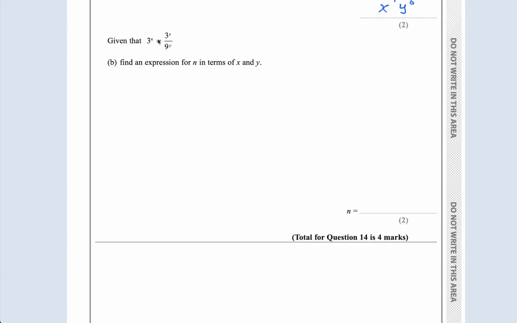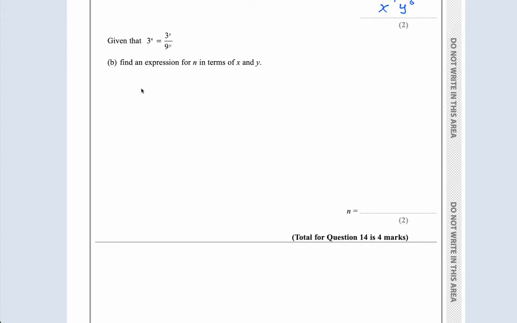Part B. Given this equation, find an expression for n in terms of x and y. Okay, so this is 3 to the power of n, this is 3 to the power of x, and this is 9 to the power of y. So I have to change the 9 into 3 to the power of something, because to find n, I need it to be 3 to the power of something.